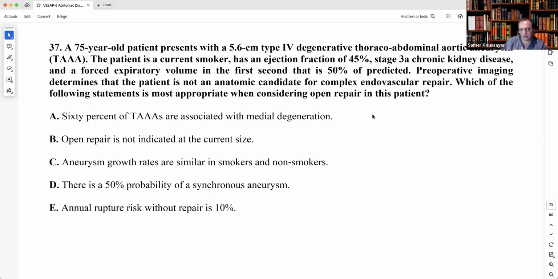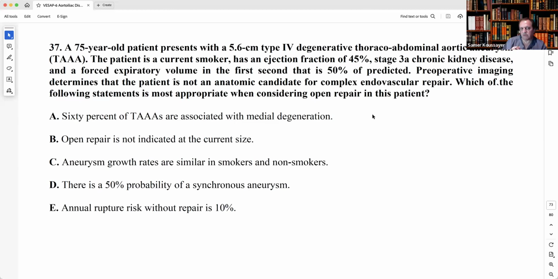Yes, very risky, right? For 5.6, the risk of rupture is very low, maybe less than 5%. So why put him through major surgery with bad lung, bad heart, bad kidney for a 5.6 aneurysm? Even at 6, I may think twice about it. At 6.5, 7, 8, yes. But 5.6, even up to 6, I will think about it.